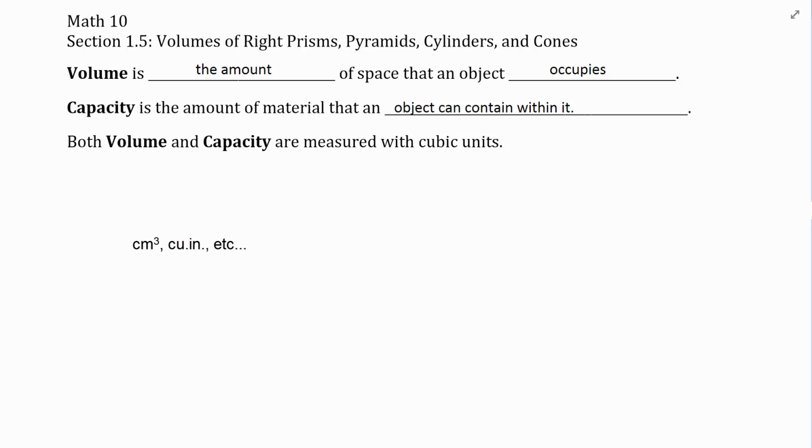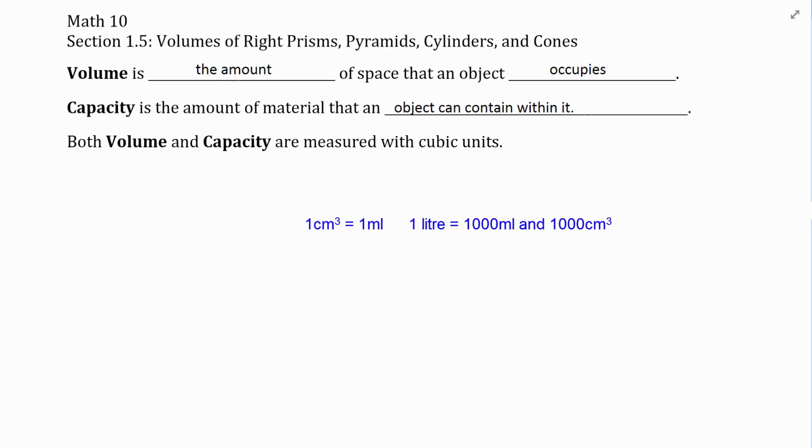Oh, but wait a minute. Before, I referenced a water bottle with a capacity of 1 liter. That is not a cubic unit. But there is a lovely relationship between liters and cubic units, and here's what it is. 1 cubic centimeter equals 1 milliliter. And you can make all kinds of brilliant comparisons back and forth. 1 liter must, of course, be 1,000 milliliters, and is also, therefore, 1,000 cubic centimeters.